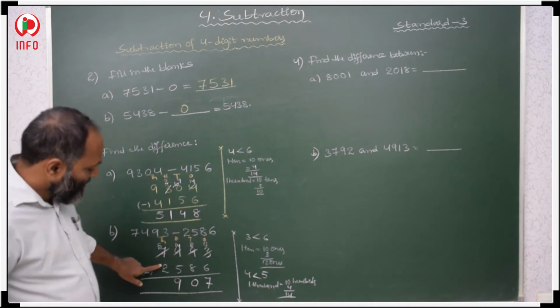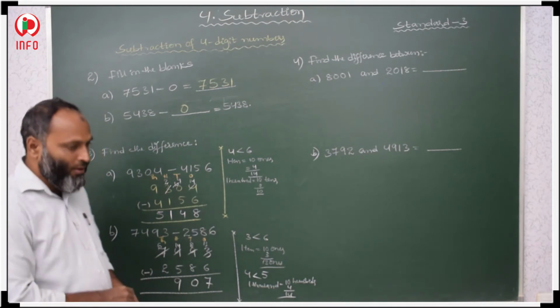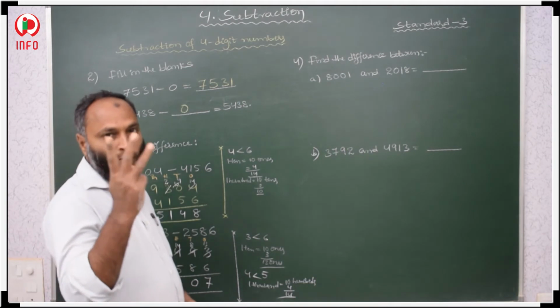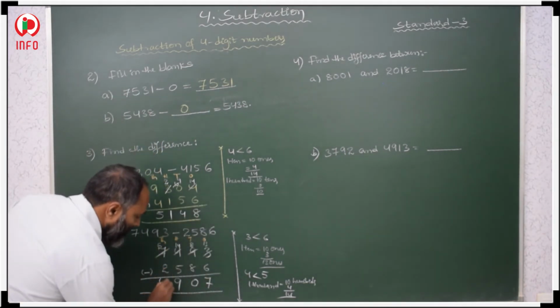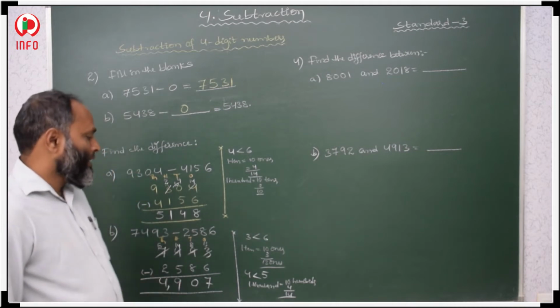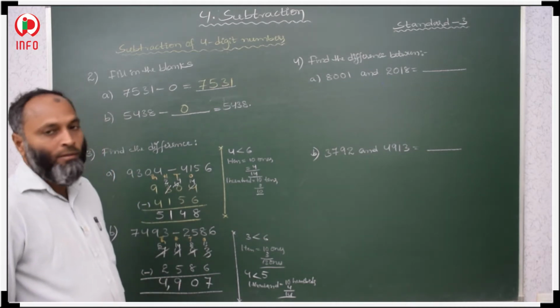6 minus 2. 2 is there, no? From 3 to 6 we have to count. 3, 4, 5, 6. How many? 4. So the answer is 4,907. In this way we have to do.